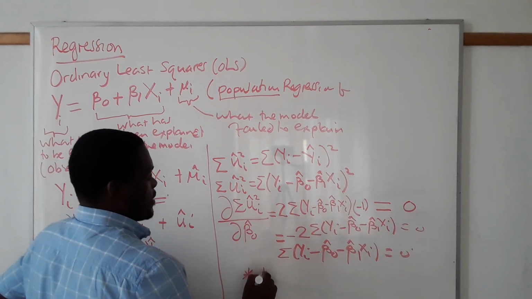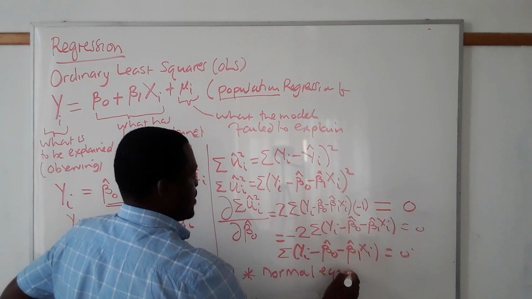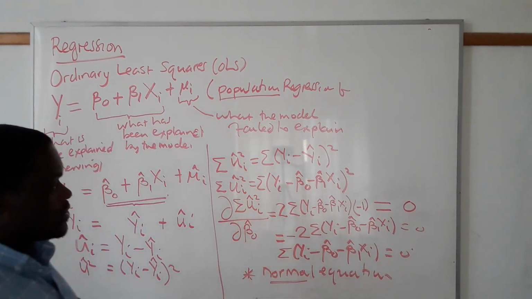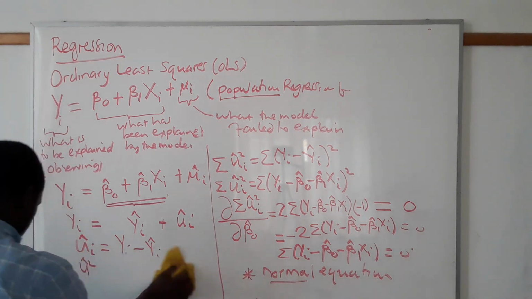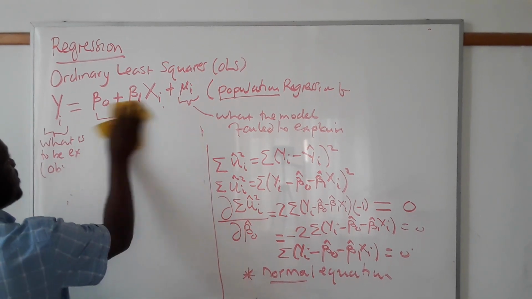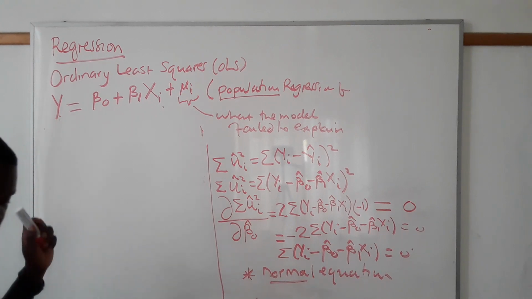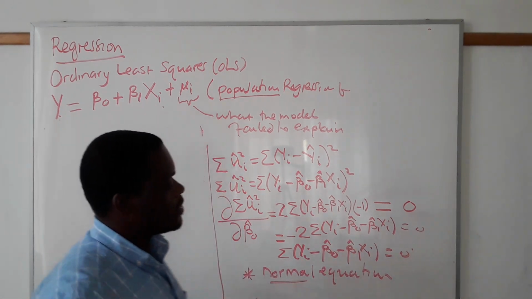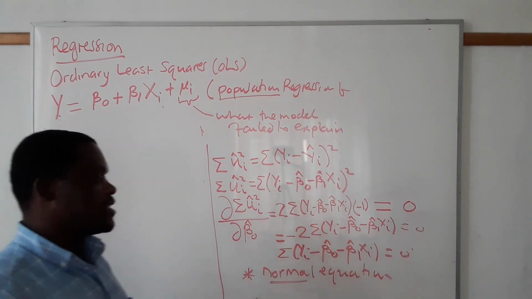This is called a normal equation. Okay? Never mind about the word normal. It has its own origins which you don't have to know. But you should know that that's the technical name that equation is given. It's called a normal equation. Now, if we solve this normal equation, we will get the formula for beta 0.